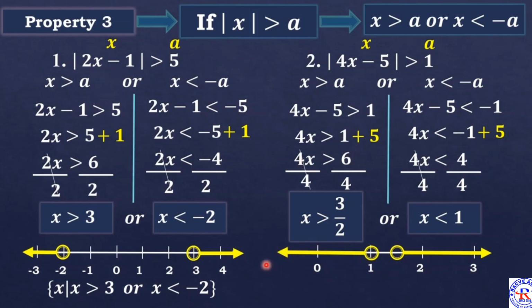Now, gamitan natin siya ng set notation. So ito po siya. The set of all x such that x is greater than 3 halves or x is less than 1. Gagamit po tayo ng or kapag meron tayong dalawang graph. Ibig sabihin, union yan pagsasamahin mo siya. Kasi hindi siya nag-meet sa gitna, hindi siya intersection. Okay, so or po tayo.